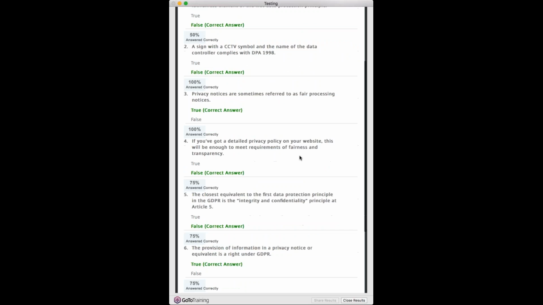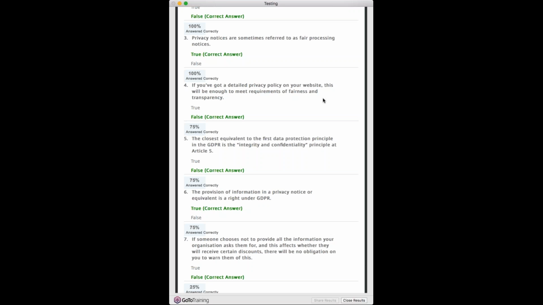4, if you've got a detailed privacy policy on your website, this will be enough to meet the requirements of fairness and transparency. That is false. You may need to go further, and particularly with GDPR, you'll need to think about how easy it is for people to access information about what you're going to do with their data.